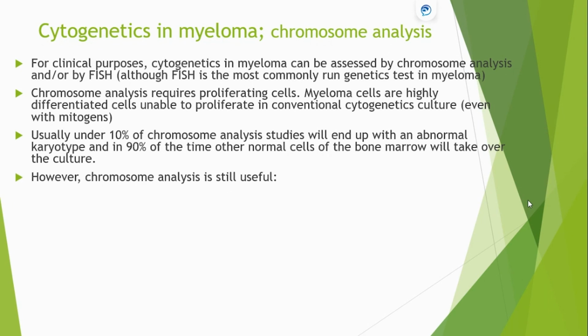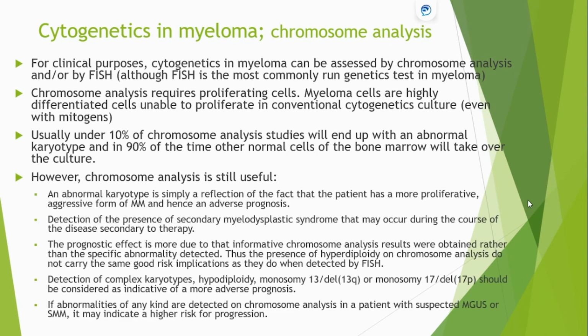But still, chromosome analysis could be helpful, in that the fact that you have an abnormal karyotype shows the highly proliferative plasma cell as the original neoplastic cell, and that can put the patient in an unfavorable category. Besides, during the treatment and management of the patient, many patients actually develop MDS. And MDS has defined cytogenetic aberrations, and you can detect them by chromosome analysis.